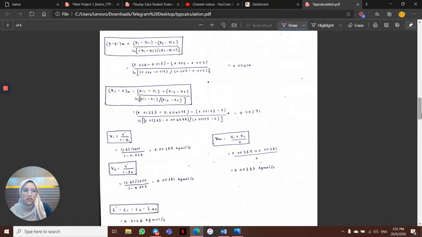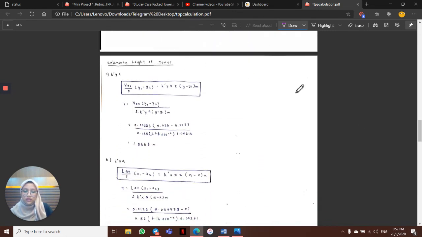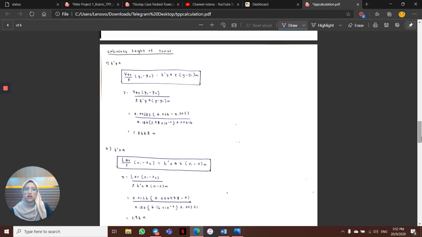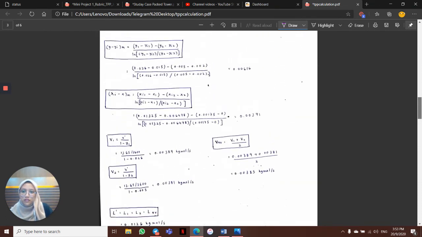Next, we need to find the height of the tower. To find the height of the tower, we need to use various equations. We need to use these equations before we find the height of the tank. So this is the first equation.